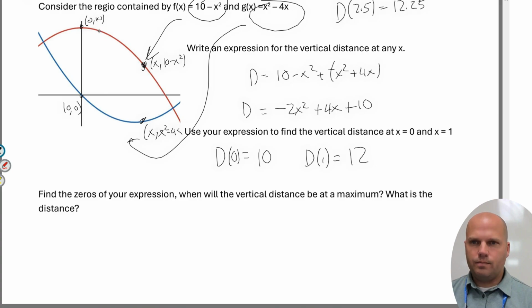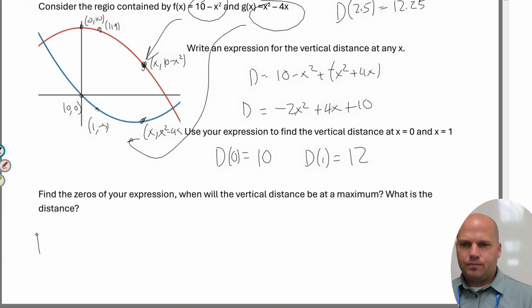If I plug in 1, I'd get 9. If I plug in 1, I get negative 3. Plugging it into this equation to get negative 3. 9 to negative 3 is 12. Great. Find the zeros of your expression. Okay, we need to somehow solve this equation.